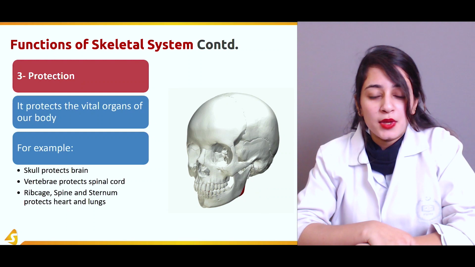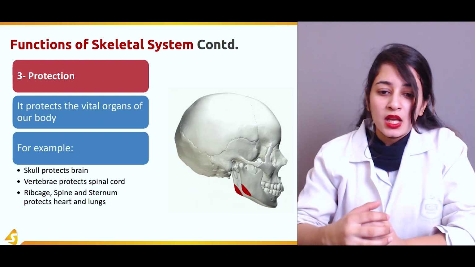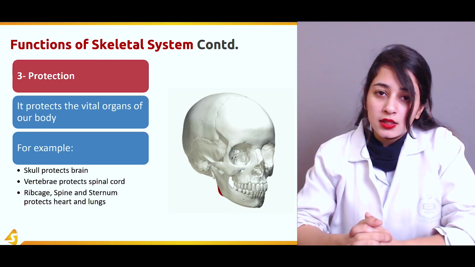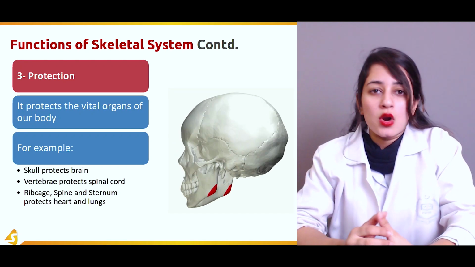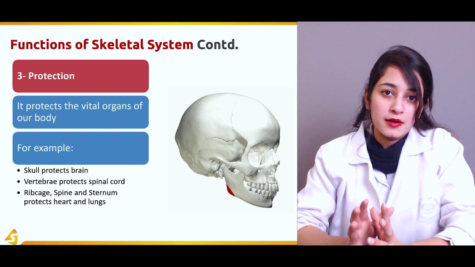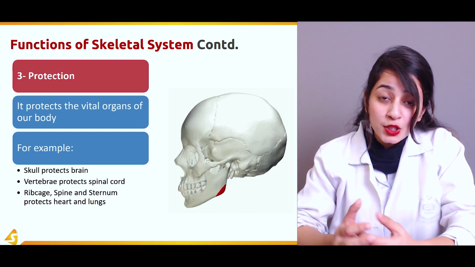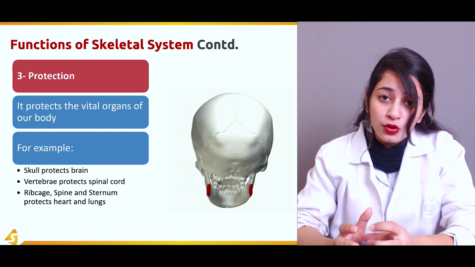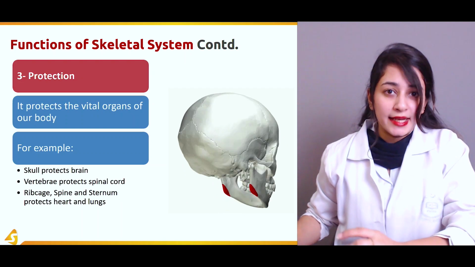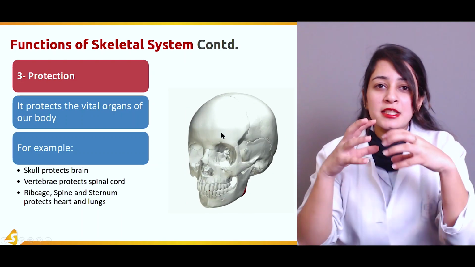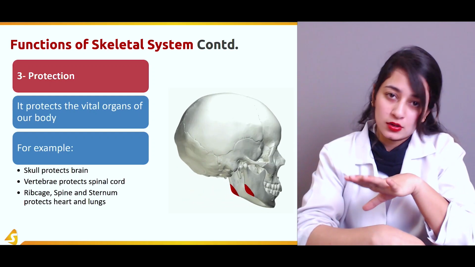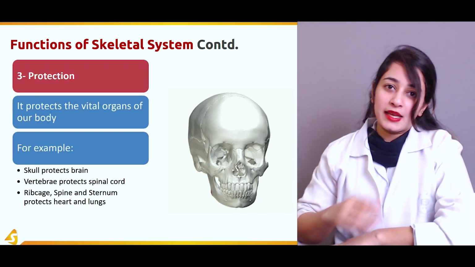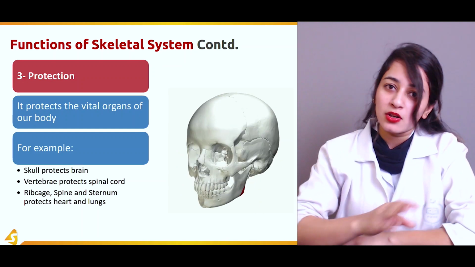So the next function we have is protection. It protects the vital organs of our body. We have different organs in our body. The most important organ is the brain. It should be protected. So this skull, which is rotating in front of you, its function is to protect the brain. The brain is a very delicate organ, by the way. If your brain gets out, you are not going to survive.